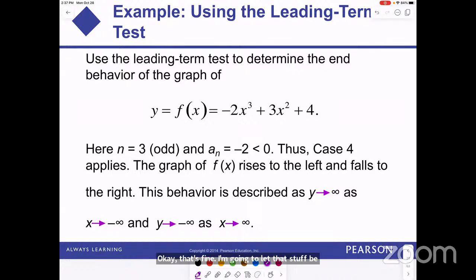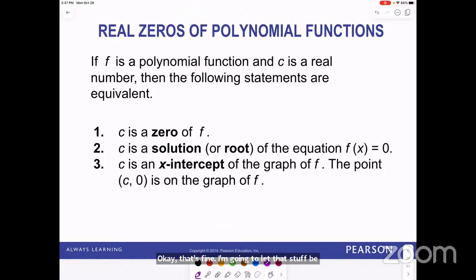Okay, so real zeros of a polynomial function. If f is a polynomial function and c is a real number, then the following statements are equivalent. One, c is a zero of f. Two, c is a solution or root of the equation f of x equals 0. Three, c is an x-intercept of the graph. Four, the point (c, 0) is on the graph.